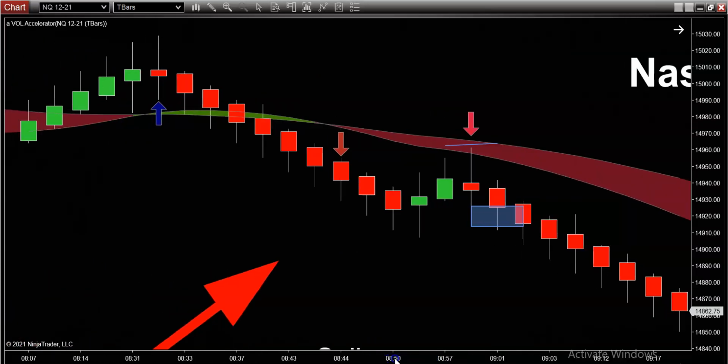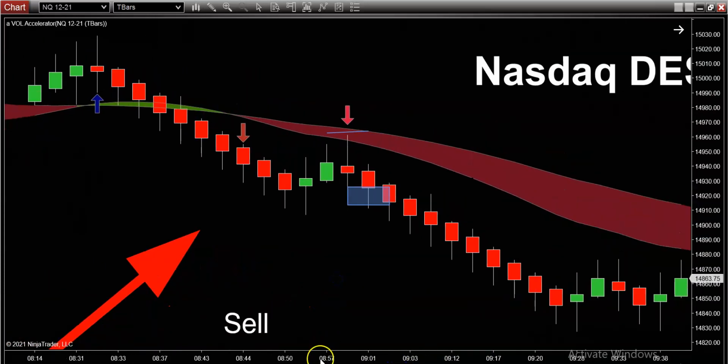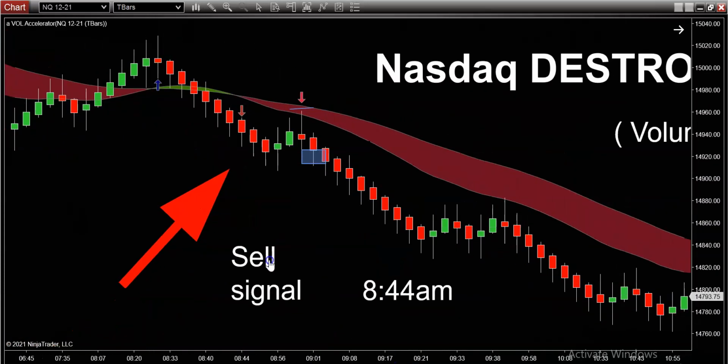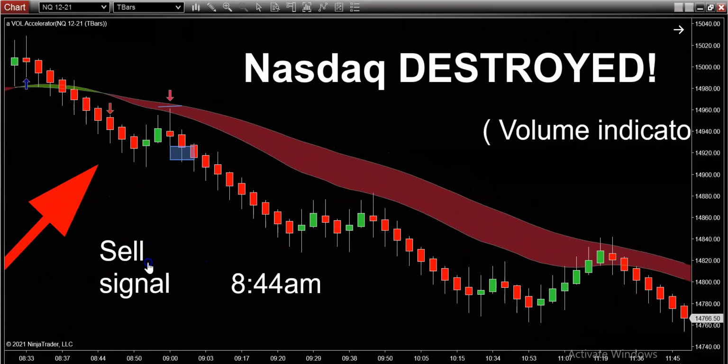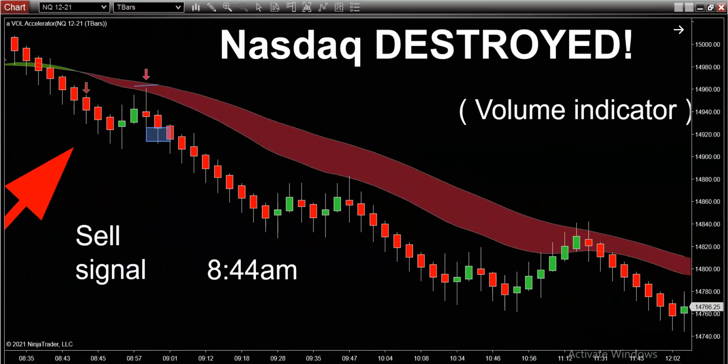And ladies and gentlemen, if we zoom out and see how this bad boy played out today, it was just a bloodbath to the short side, okay? Guys, this was like taking candy from a baby. I know you've heard me use that analogy before, okay? But it's too easy on days like today.